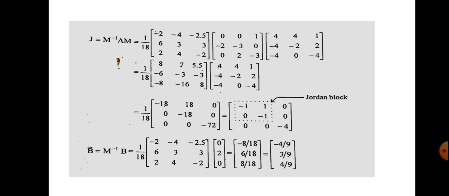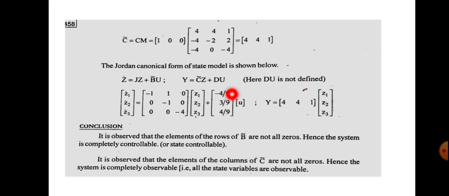The B cap matrix is this, which is 1. So B cap you have written, and U is written, and the output equation is Y equals C cap Z. So C cap is this one, and Z is written. D U is not defined here, that is why it is absent. First of all, in order to check controllability using the B cap matrix, it should not have an all-zero row.